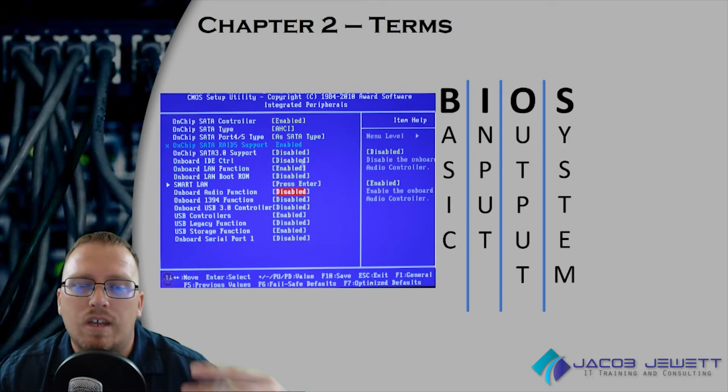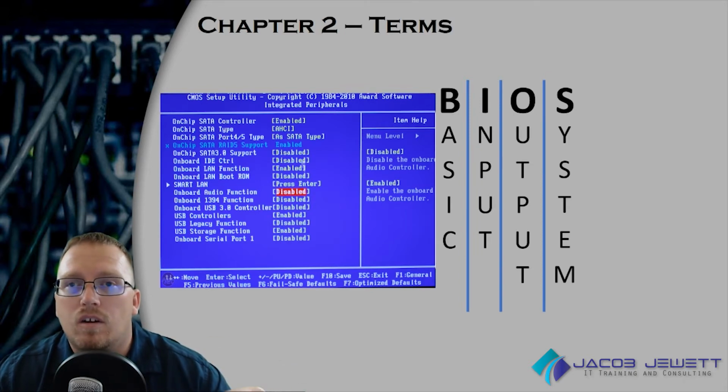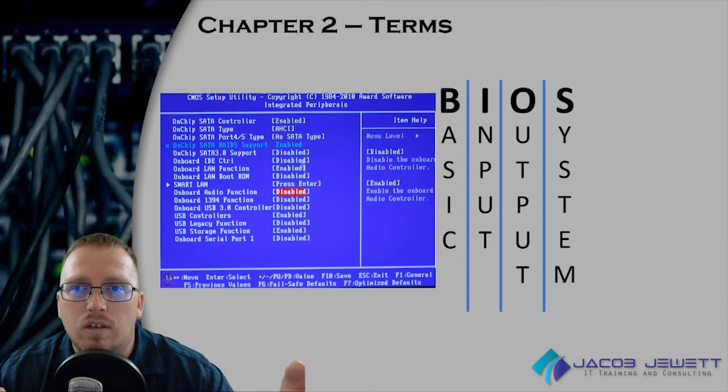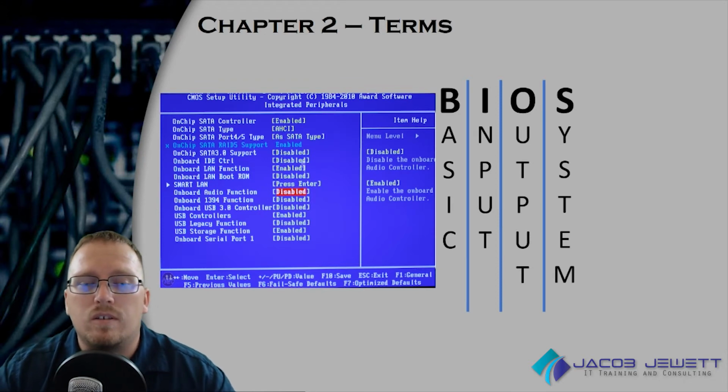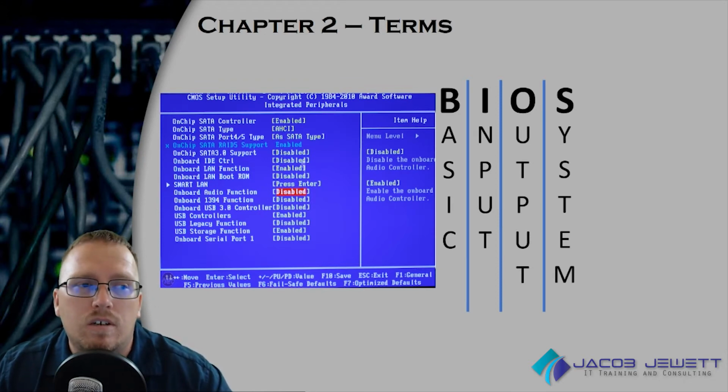For example, if it's got a built-in NIC, or network card, you may want to disable that NIC so you can add a faster NIC into the board. That's where you're going to find these settings, under integrated peripherals.